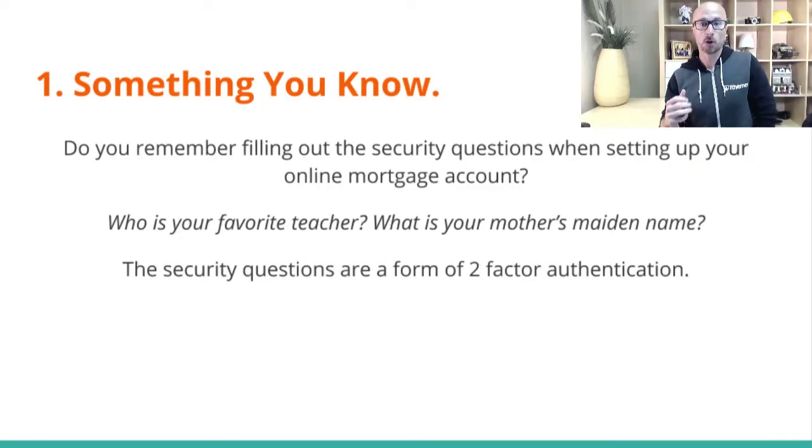So what is 2FA? Two-factor authentication is a process of verifying a person's identity by requiring two methods of verification. There are three main categories of two-factor authentication. The first being something you know.